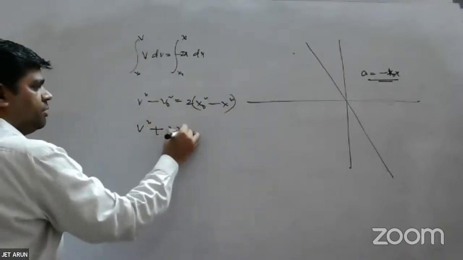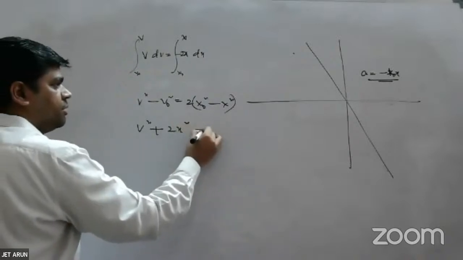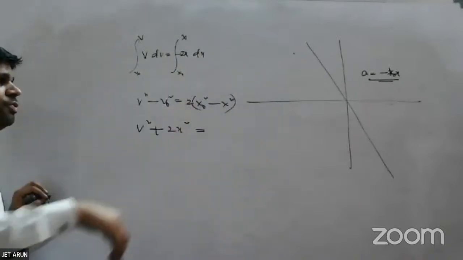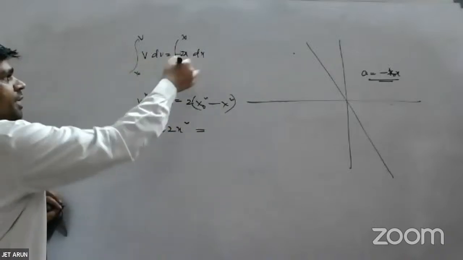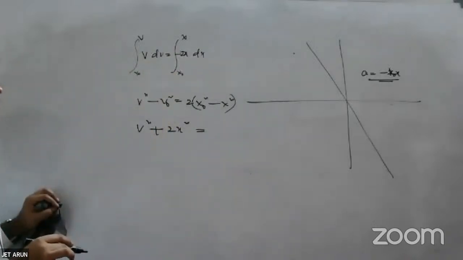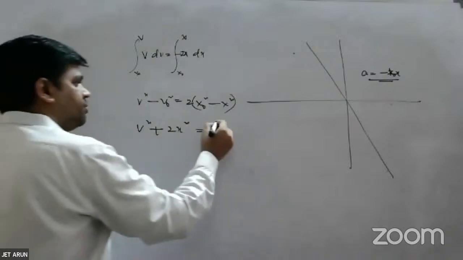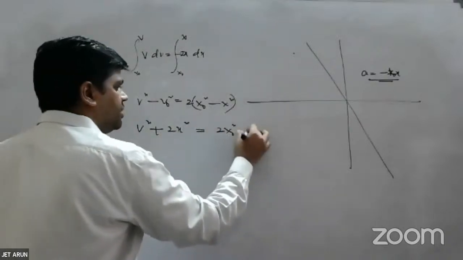The integral of x is x square by 2. The 2 on the left and the 2 on the right cancel. So I'll get k x square plus v square equal to k x naught square plus v naught square.